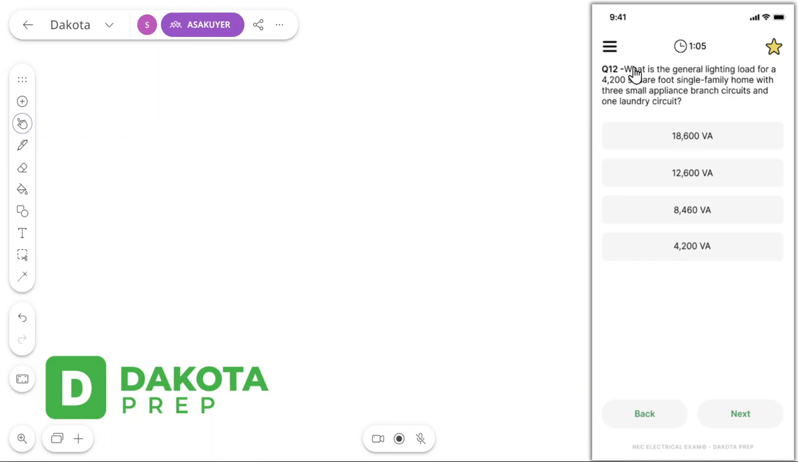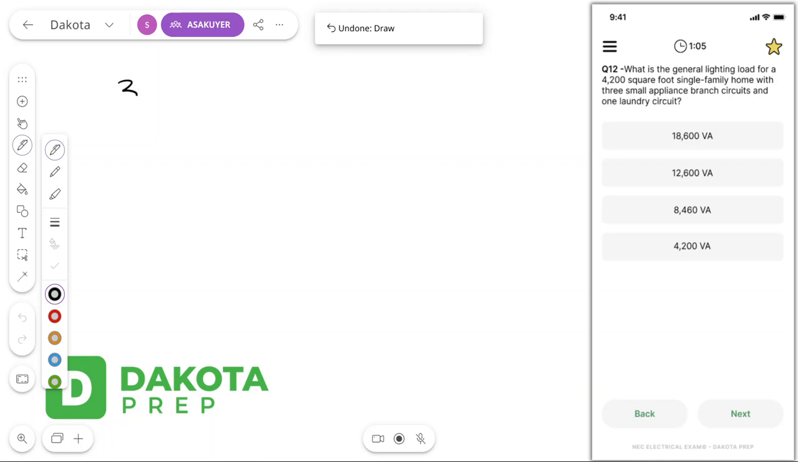So we know that we're going to be in Article 220. We're finding service size, or how the general lighting load is going to impact the service size. So if we look in section 220.41, it says your unit load for a house is 3 volt amps per square foot. So now we just need the square footage for this house, which is 4,200.